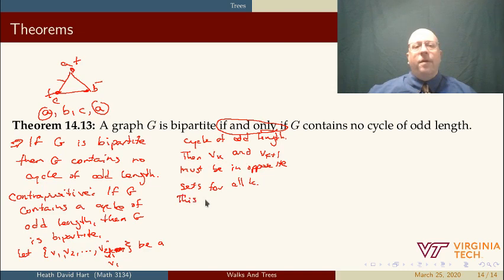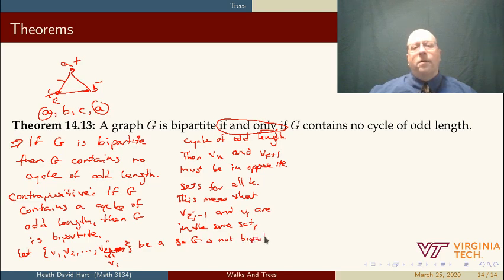This means that V2j+1 and V1 are in the same set, and so G is not bipartite. I can have the edges be in opposite sets until I get to the very last edge, and then the very last edge has to be between two vertices in the same set.